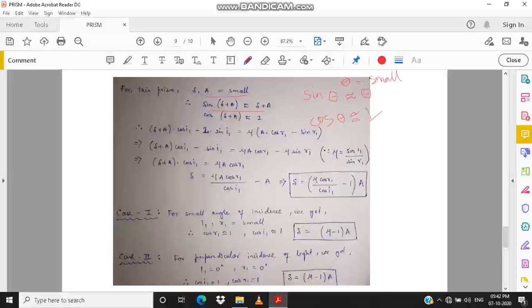We write here as del plus A. In case of sine, we wrote down del plus A. The sine I1 remains same. Here we had cos of del plus A, so we wrote it 1 over here.